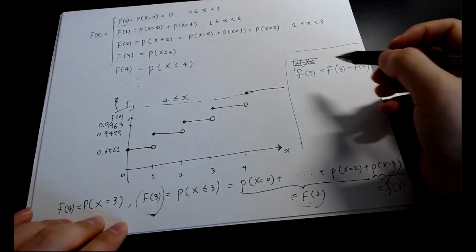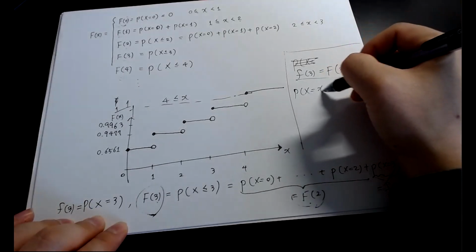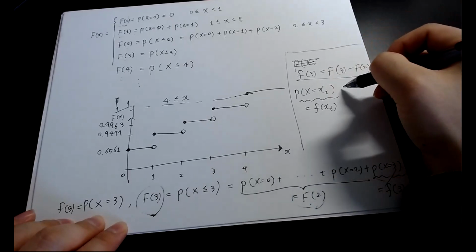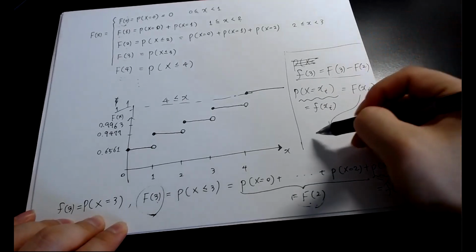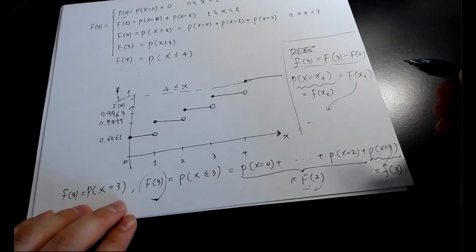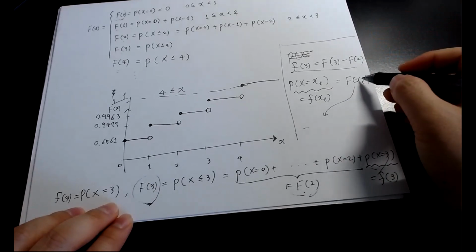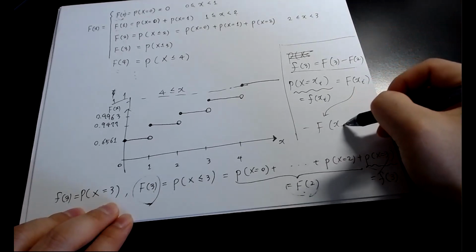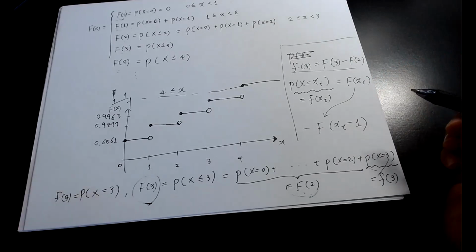Okay. In general, let's generalize this one. Look at this. The probability that X equals x_i, keep in mind, is equal to F of x_i minus F of x_i minus 1. Okay, you can say that in this example.